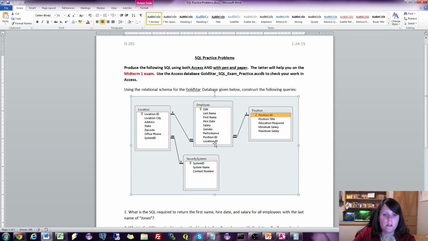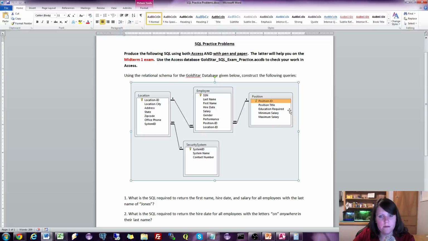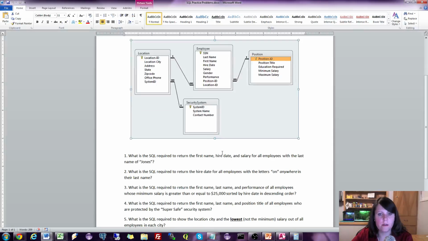So essentially, you're going to have to work from this schema that you might see in Access and decide what are the proper SQL queries that you would need in order to answer the questions.